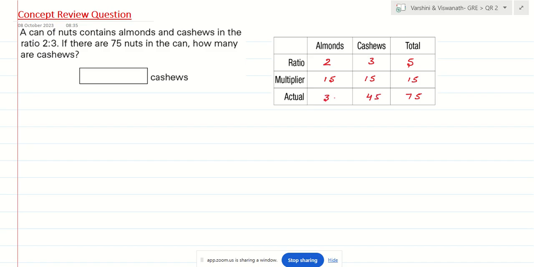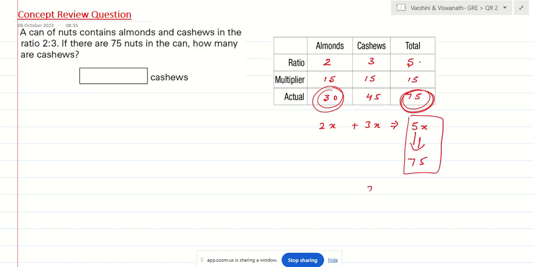I'll get 30 here. The only difference from the previous question is that there the number of almonds was given individually. Now what is given here? The total number of nuts. So I must equate it with 5x. It's given as 2x and 3x, adding together 5x, and 5x is given as 75. I can equate this and get the value of x. x equals 15. Then I'll get the number of cashews and almonds. The question asks for the number of cashews, so of course my answer is 45.